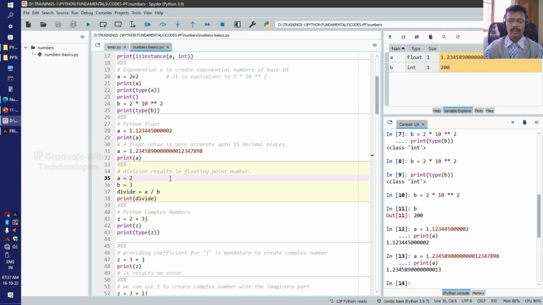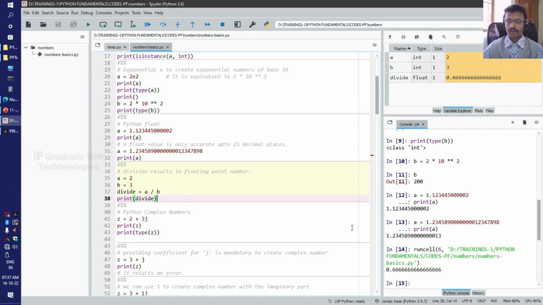Whenever we divide using two integer values, the result will be a floating point number. For example, here I have taken a is equal to 2 and b is equal to 3. These two are integer values. But if I use these two integer values to do a division operation, we will get the result in the form of a floating point number. So look at here, the result is a floating point value.